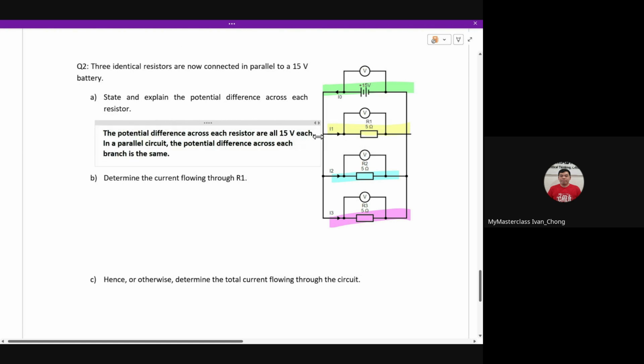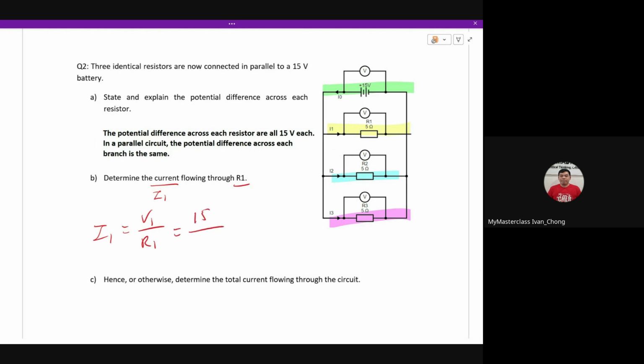Okay, so let me just shift it over. Determine the current flowing through R1. First things first, you want to find I1. So first thing is I1, V1, R1. Do I have V1? Yes, they're all 15 volts. What's R1? R1 is 5. So the answer is 3.0 A.